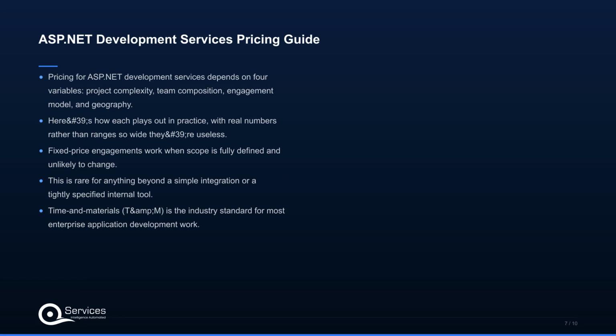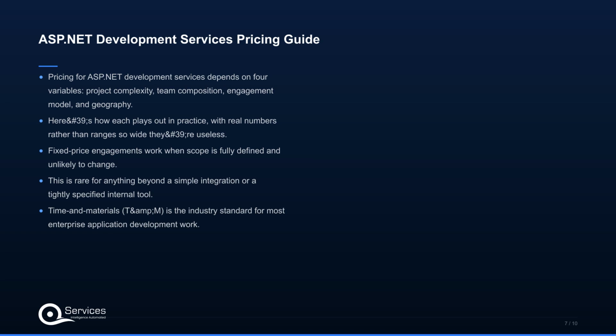Pricing for ASP.NET Development Services depends on 4 variables: project complexity, team composition, engagement model, and geography. Here's how each plays out in practice, with real numbers rather than ranges so wide they're useless. Fixed price engagements work when scope is fully defined and unlikely to change. This is rare for anything beyond a simple integration or a tightly specified internal tool.